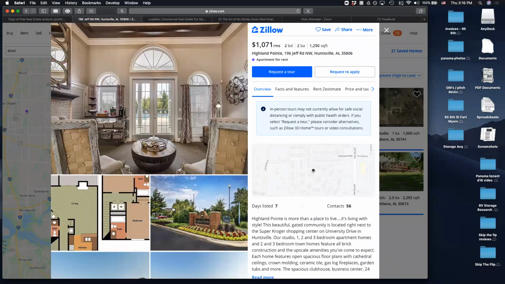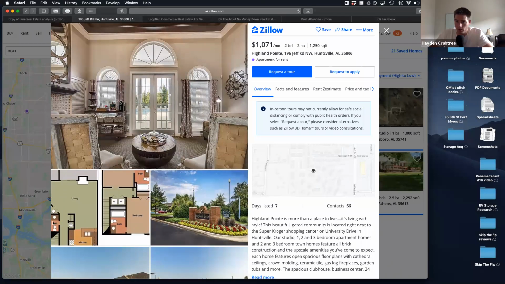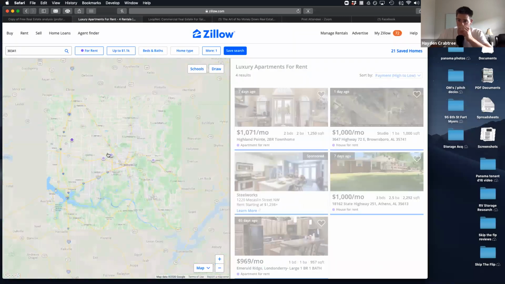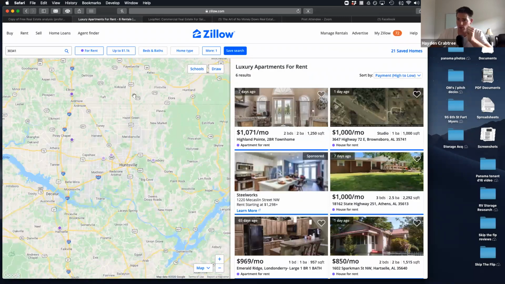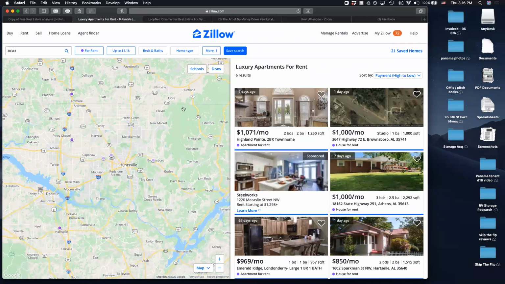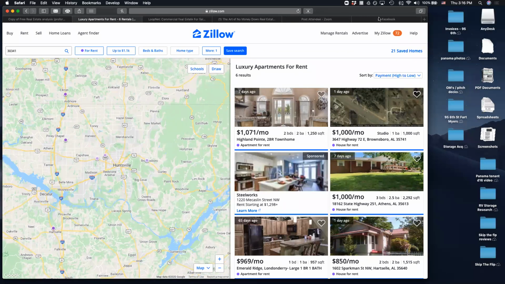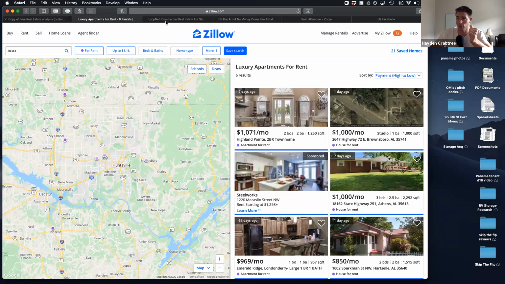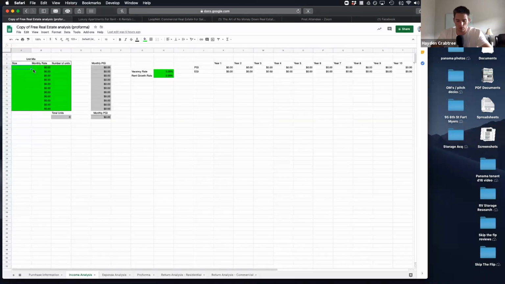Okay, so anyways, these are apartments here, but we want to figure out where the houses for rent are, and then we want to start underwriting one. So let's just say these are apartments. There's literally no houses in all of Huntsville for rent, which is a good sign if you're doing rentals there. But let's say that we could get one, a 2-bed, 2-bath.